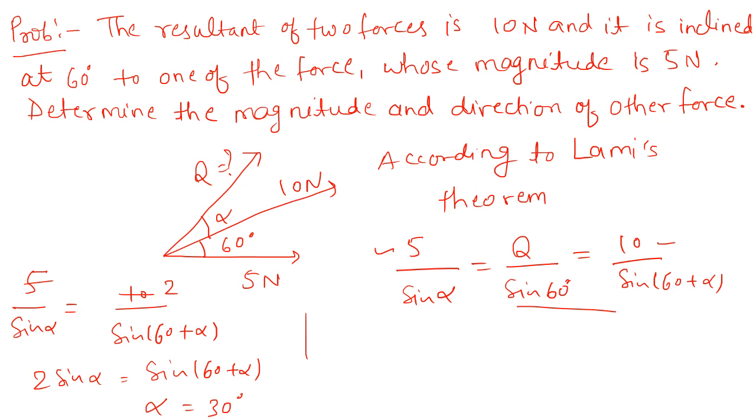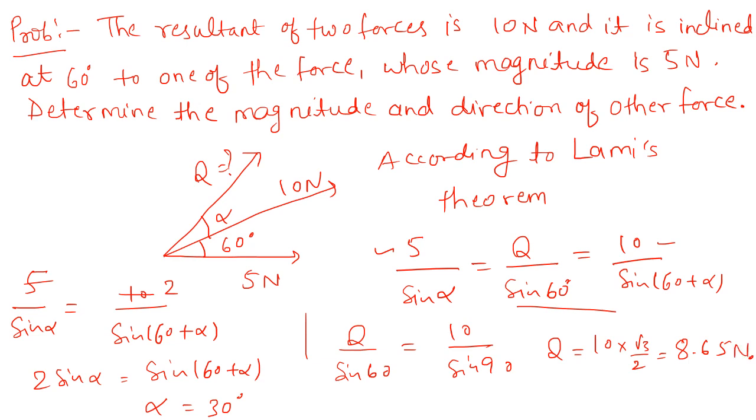So here alpha is 30 degrees, then you can easily put it here: Q upon sine 60 equals 10 upon sine 90. So Q equals, that is 1, so 10 into root 3 by 2. So maybe it will come out to be 8.65 Newton. Okay, so you can check by yourself.